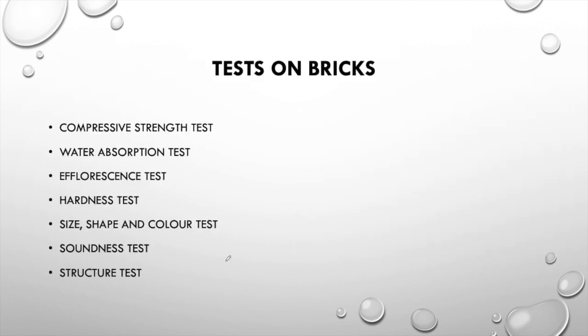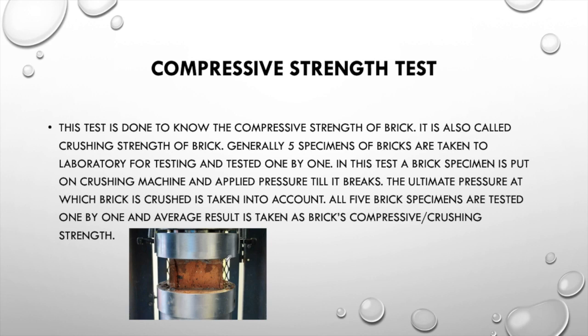Now we will see the tests on the bricks. We will see the compressive strength, water absorption, efflorescence, hardness, size and shape, soundness, and structural test. First of all, we will see the compressive strength test, in which we place the bricks horizontally on a CTM, that is compression testing machine. Usually we take 5 specimens for this operation, and we perform the compressive strength test. These results are taken as compressive strength.